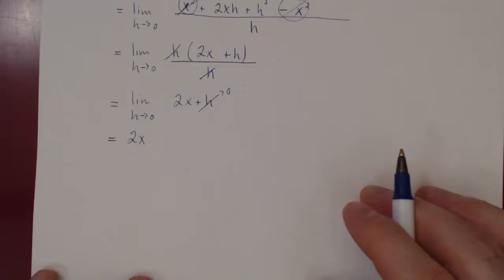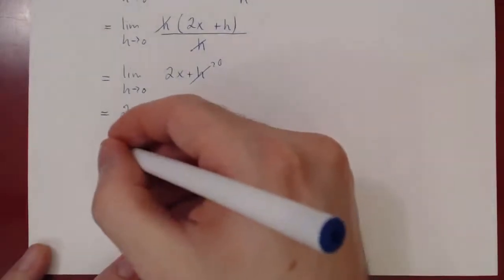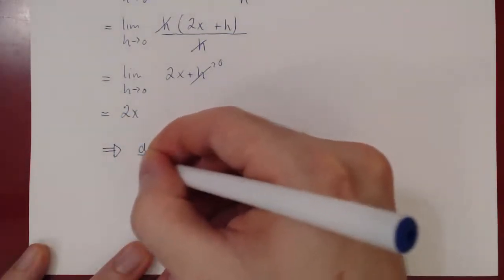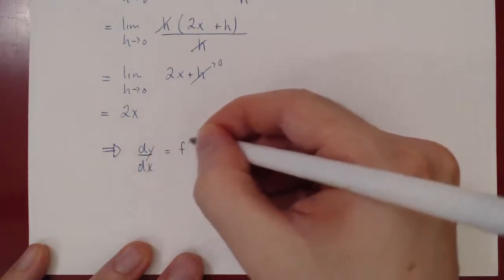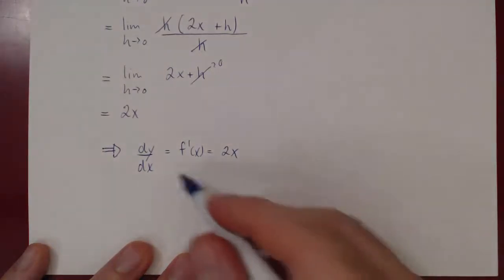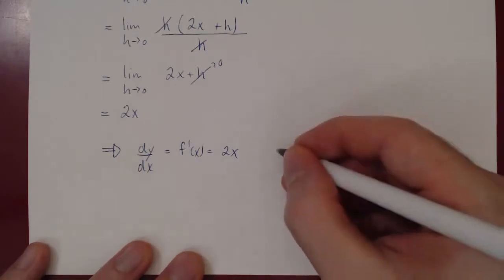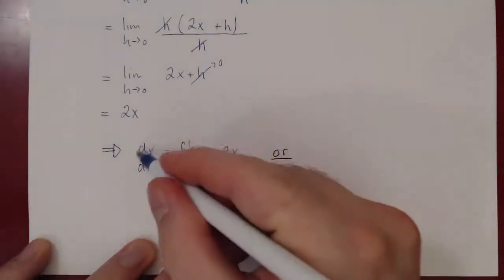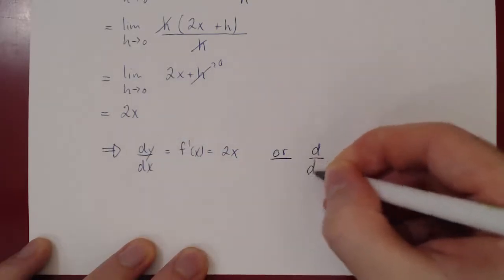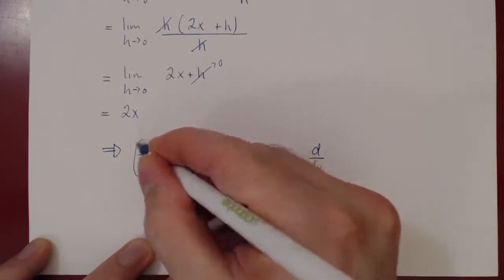So let's summarize. And we can write this in a few different ways. So we can write, so the implication here, our conclusion, we can write dy over dx equals f prime of x, which is equal to 2x. Or, the problem with this is you may forget what the function was in the beginning. So you can say or. Well, look at this notation right here. It's d over dx, right? So it's d over dx of what?